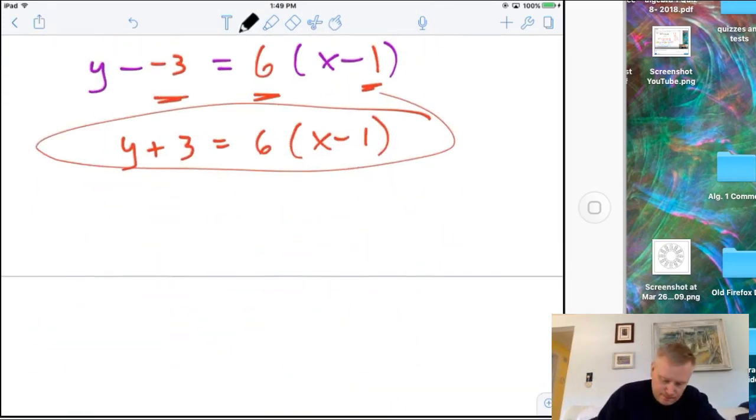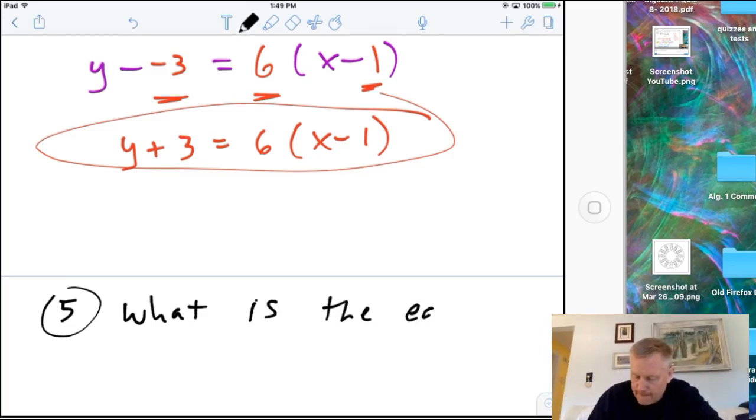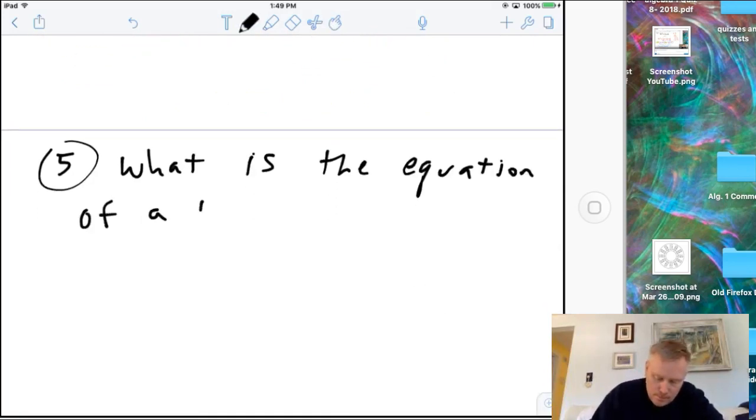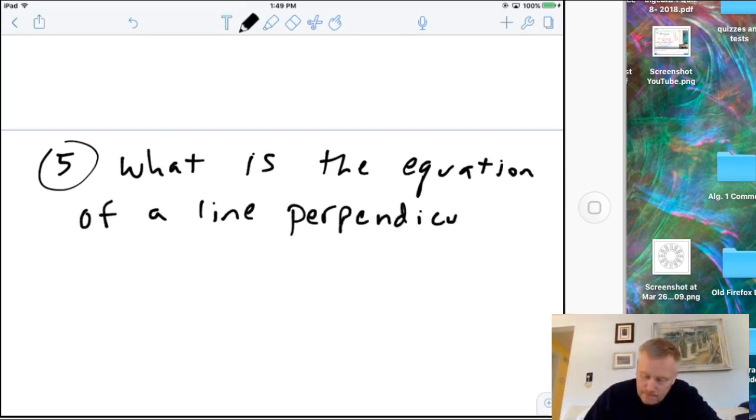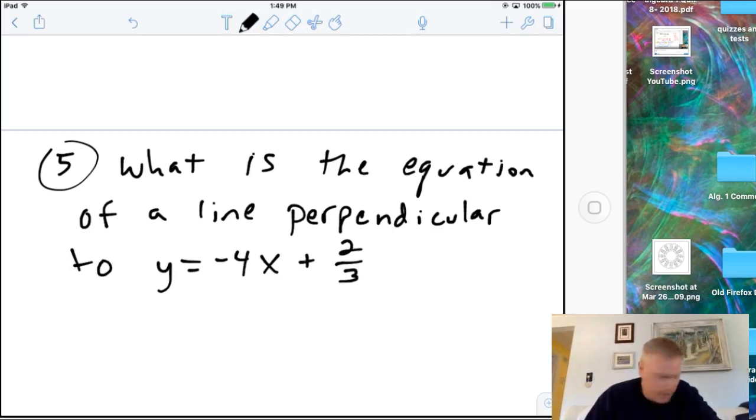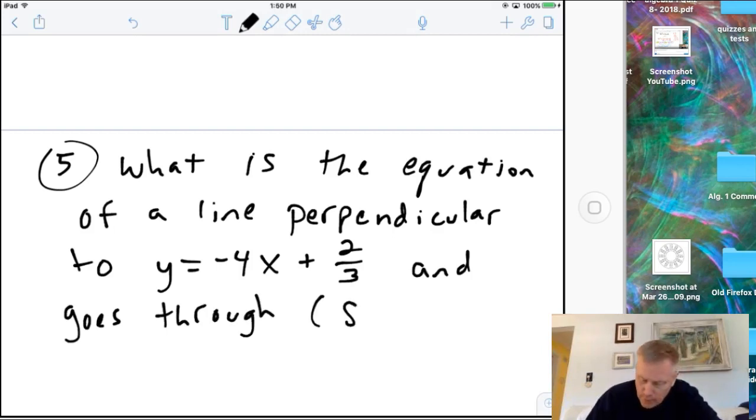Okay, number 5. What is the equation of a line perpendicular to y equals -4x plus 2/3 and goes through the point 8,5.